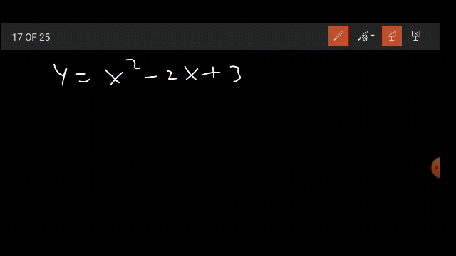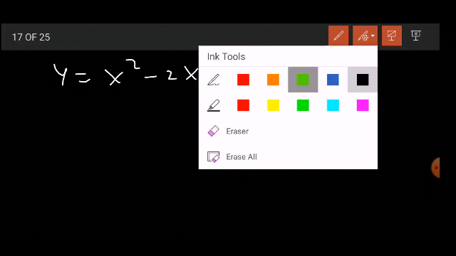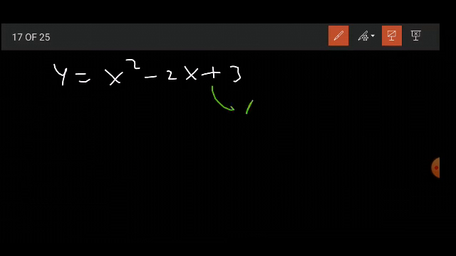As you see in this quadratic expression, can this be split into two linear factors? Not possible. Why so? Because if you check the discriminant, it is equal to b square, that is 4, minus 4ac, that is 12, and that is negative 8. So that is negative. It means it's not possible, right? So its discriminant is negative.